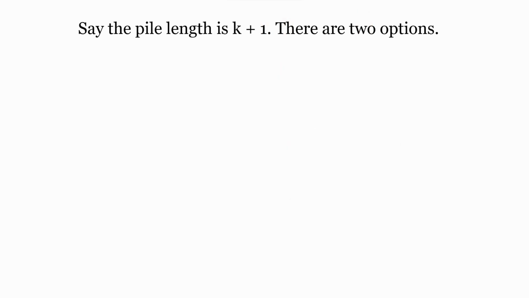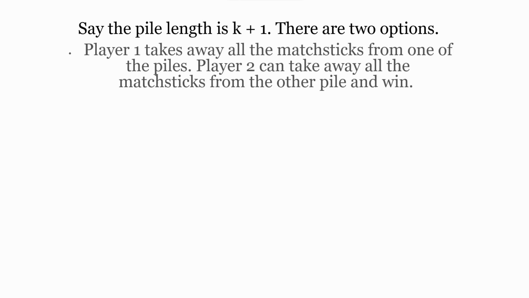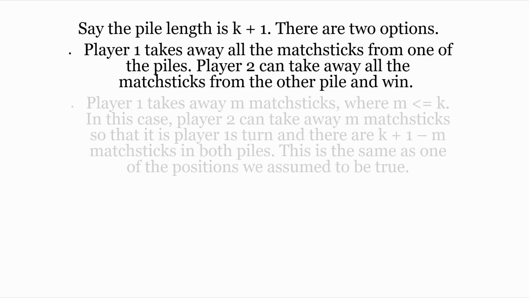Using this information, we want to prove that player 2 always wins when the pile size is equal to k plus 1. We want to assume that for all pile sizes k, which is less than or equal to n, there is a guaranteed strategy for the second player to win. One option player 1 could do is to take all the matchsticks from one of the piles. In this case, the second player can take away all the matchsticks from the other pile, instantly winning the game.